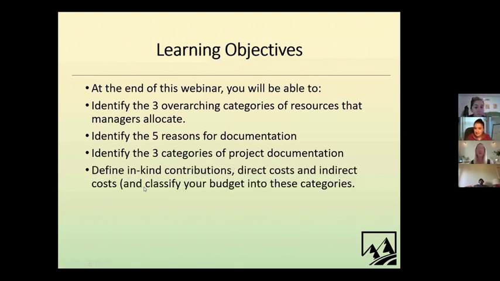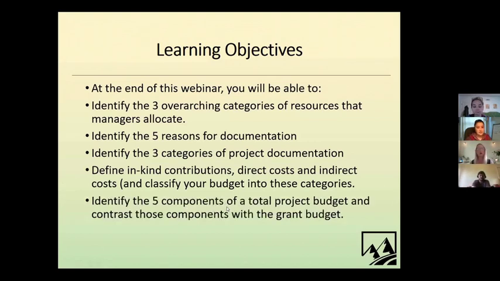We want to define the differences between what an in-kind contribution is, a direct cost, and an indirect cost. These can be kind of tricky, and they get people a little flustered sometimes. So we want to make sure everybody's on the page for what we classify when we talk about in-kind contributions, direct costs, and indirect costs.